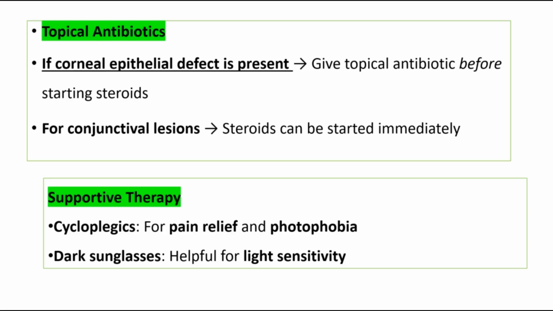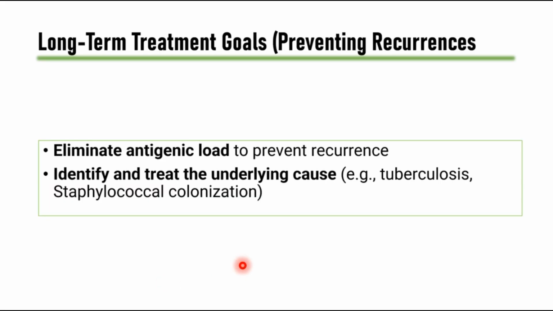Apart from that, supportive treatments like cycloplegics for pain relief and photophobia and dark sunglasses could be prescribed, and they basically are helpful for light sensitivity. Coming to the long term treatment goals, here the aim is to prevent recurrences. So we try here to eliminate the antigenic load to prevent recurrence. So here it's important that you identify and treat the underlying cause.